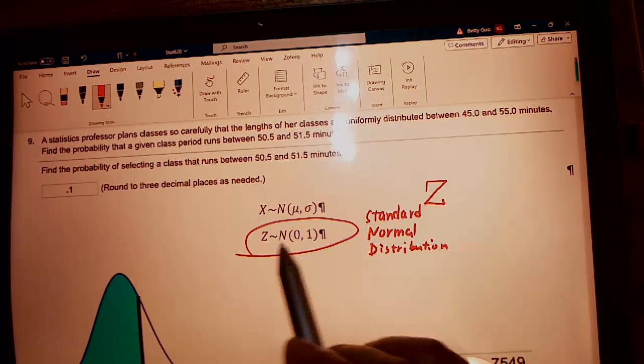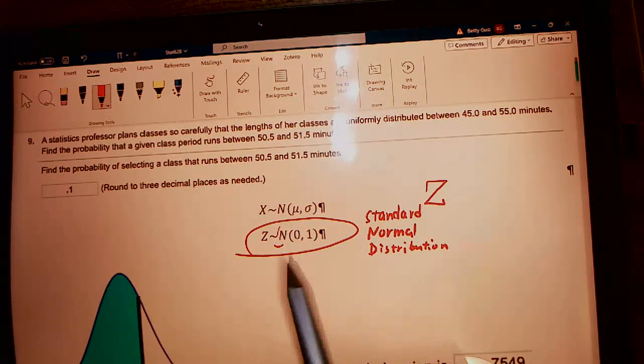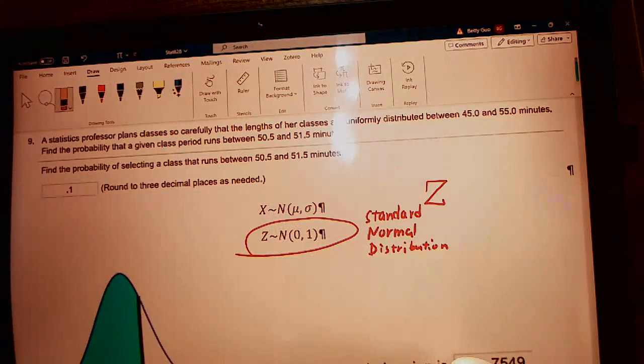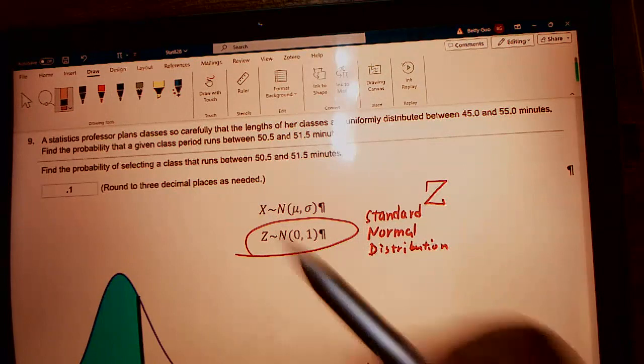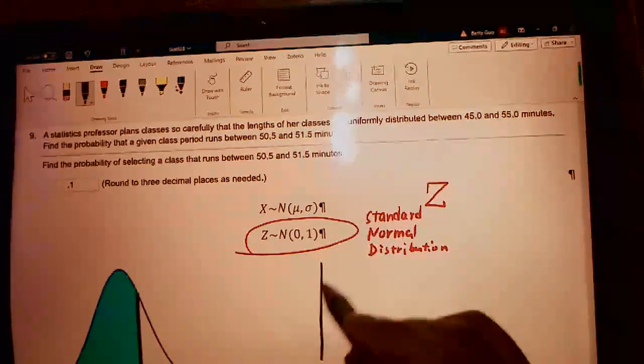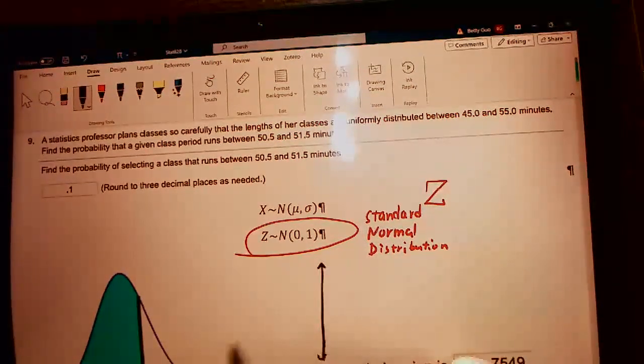Here is the notation for a normal distribution. If we have a normal distribution whose mean is 0 and standard deviation is 1, then the normal distribution is the standard normal distribution. So that's the notation. Let me show you what the density curve of a standard normal distribution looks like.